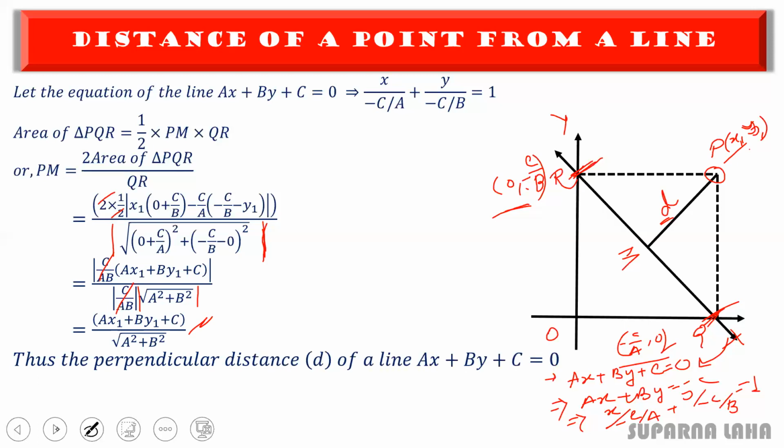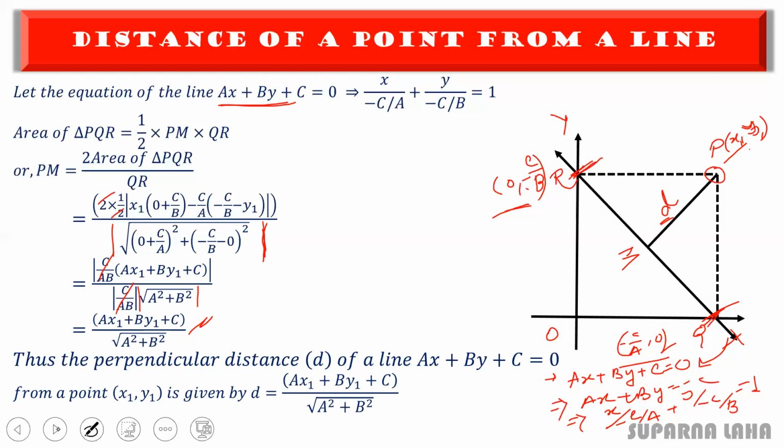Into this equation of the line, put x1 y1 in the place of x y, and the denominator is root over A square plus B square. So this is the formula for the distance of a point P (x1, y1) to the line Ax plus By plus C equals 0.